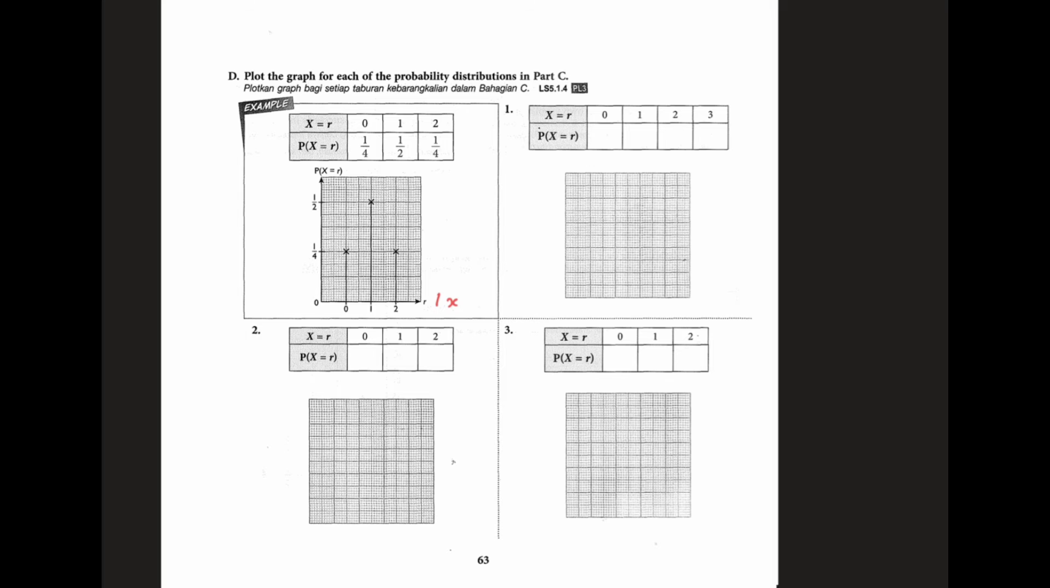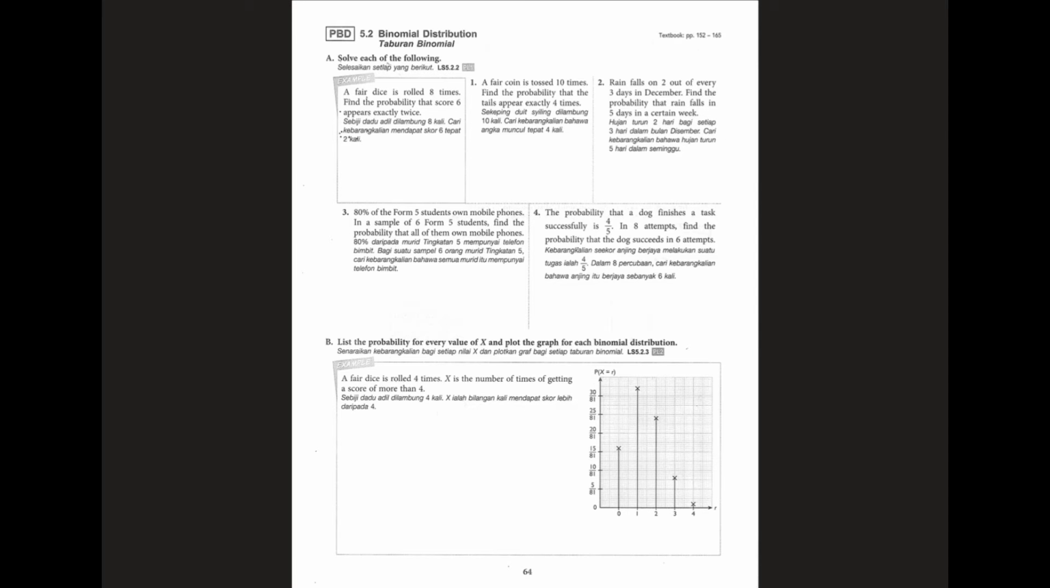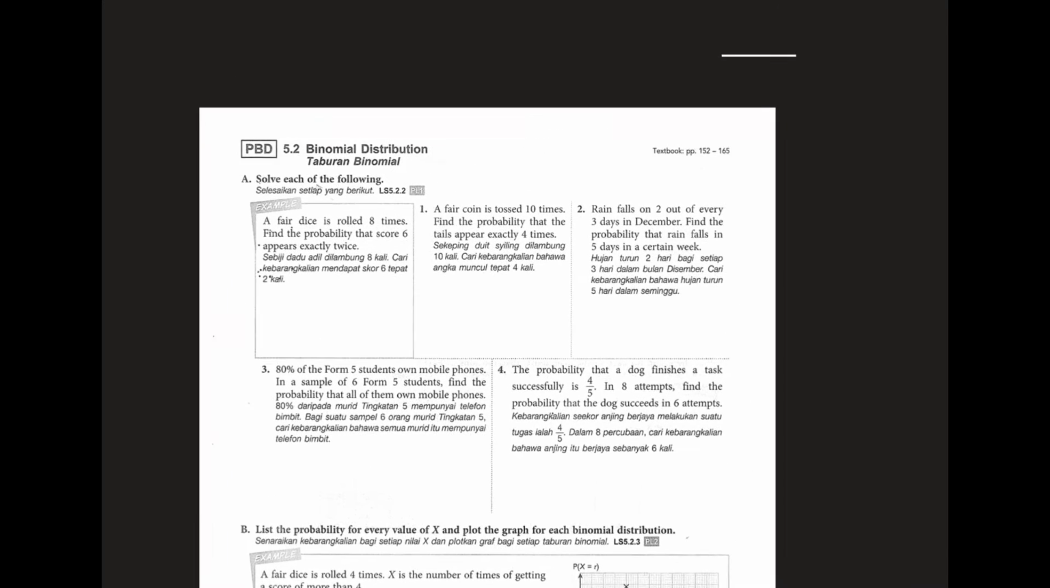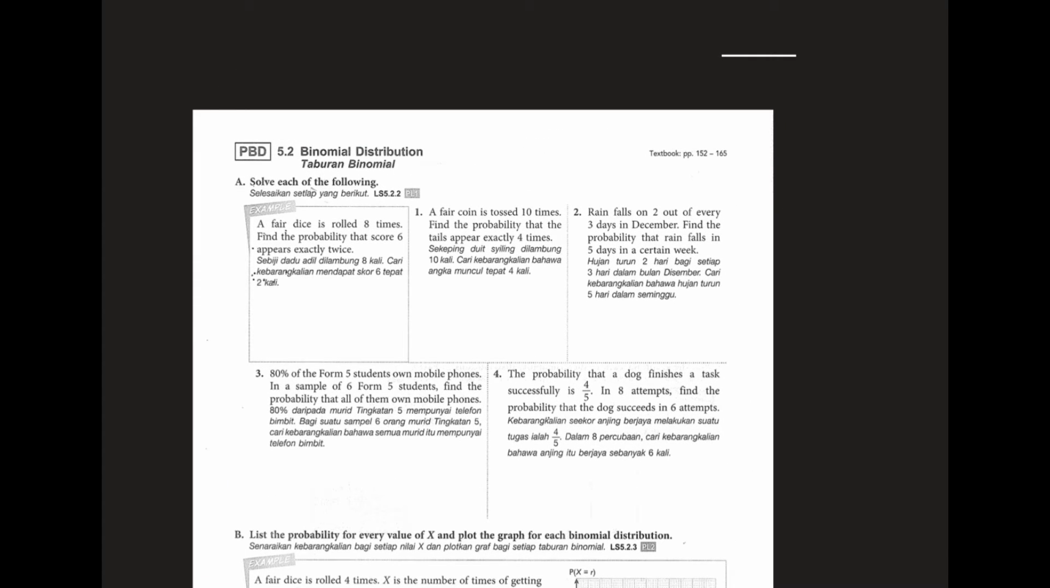Okay, so let's move on. Now we see 5.2, binomial distribution. Let's see the question here. Solve each of the following. Let's see the question first. A fair dice is rolled 8 times. Find the probability that score 6 appears exactly twice.